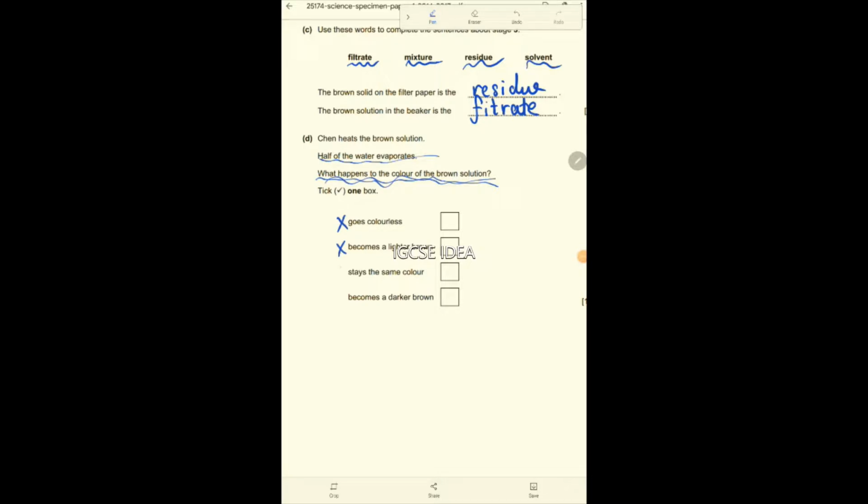Chen heats the brown solution, half of the water evaporates. What happens to the color of the brown solution? Okay, half of the water. Yes, it becomes a darker brown as it is a concentrated solution.